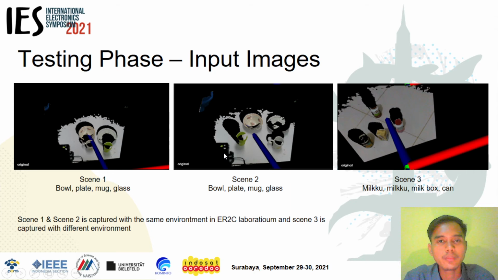Let's start with the testing pass in the input image. In here, we have prepared 3 scenes. In scene 1, there are a bowl, plate, mug, and glass. In scene 2, there are the same objects but in different locations. And in scene 3, there are a milk bottle, milk box, and can.